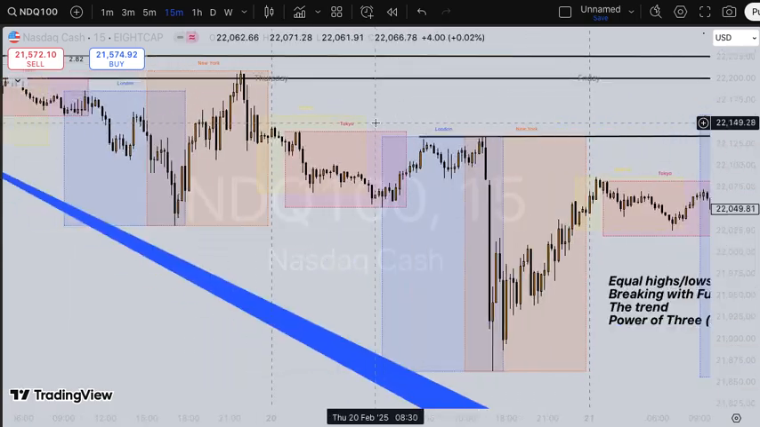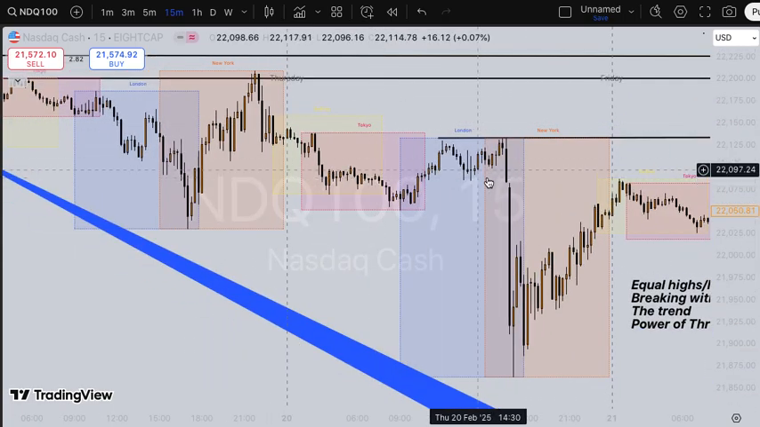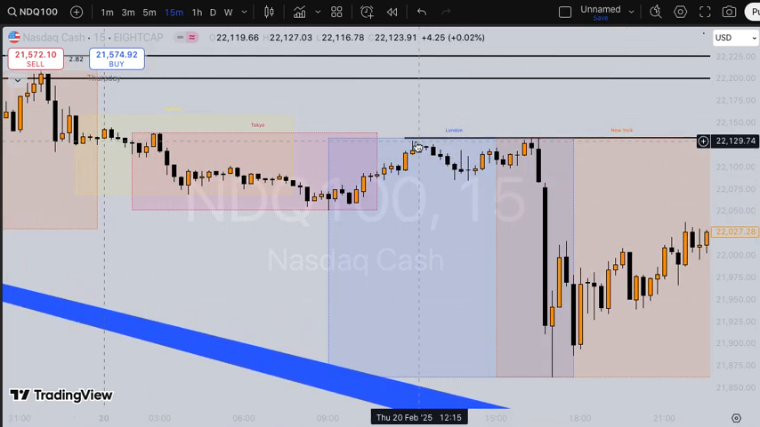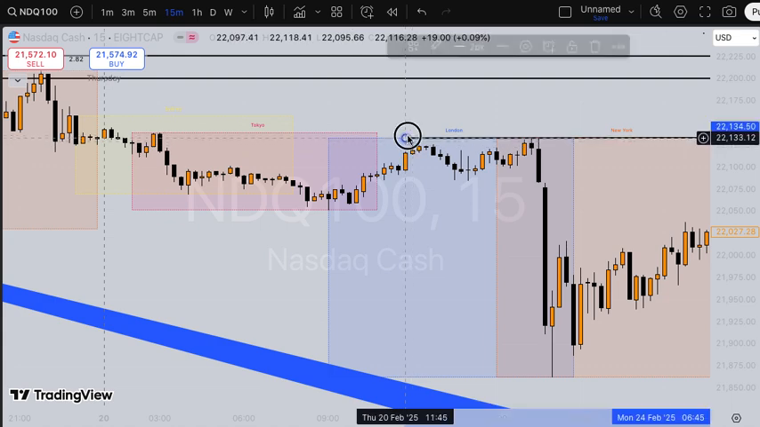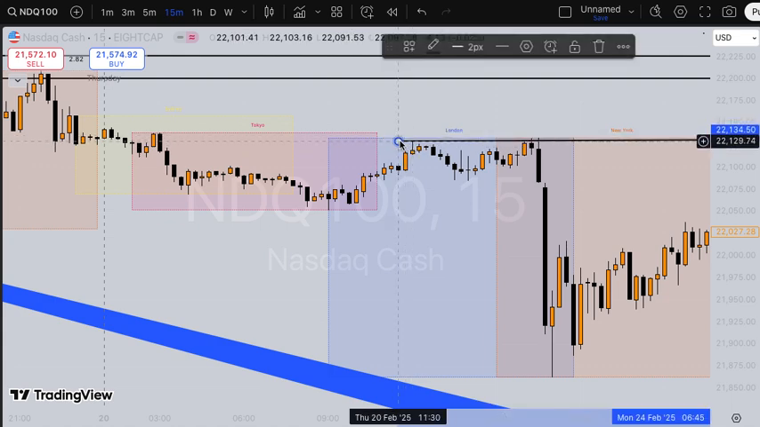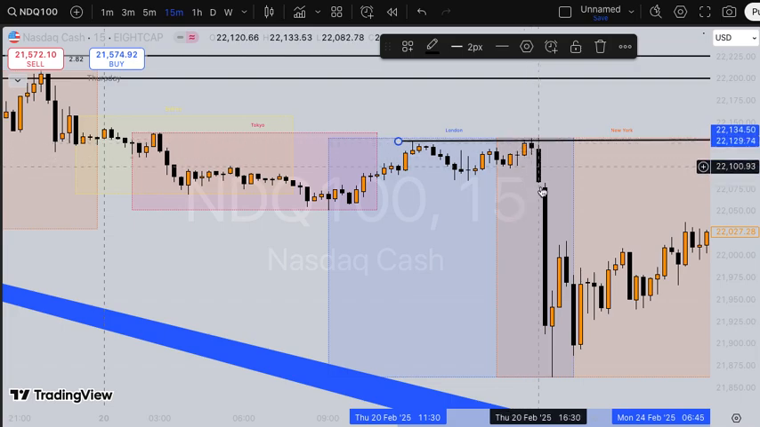Another power of 3: consolidation, manipulation. But okay, they are not equal. We took this high because why? They are not equal. After taking this high of London, look how we took it and delivered it to the downside.